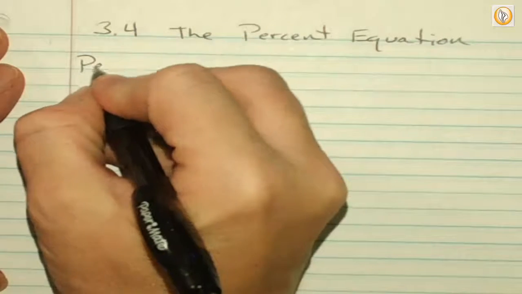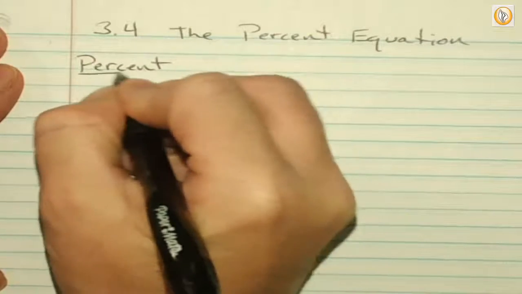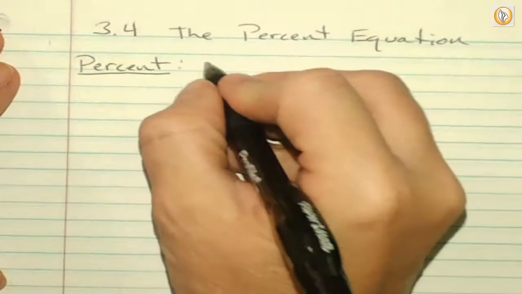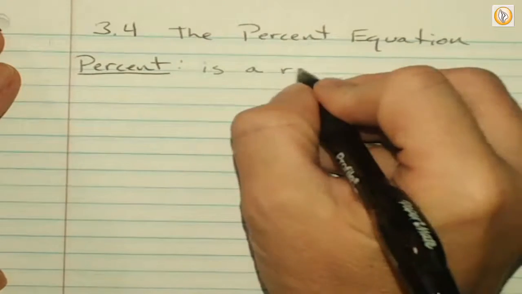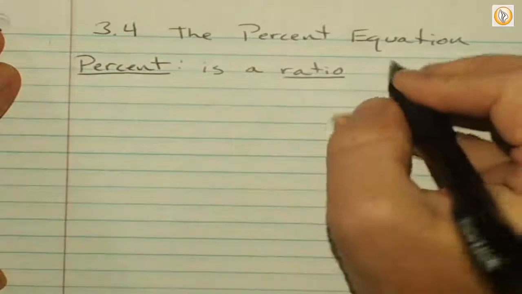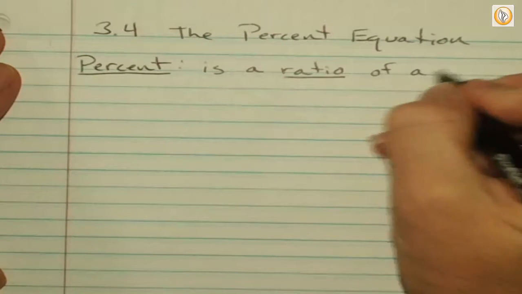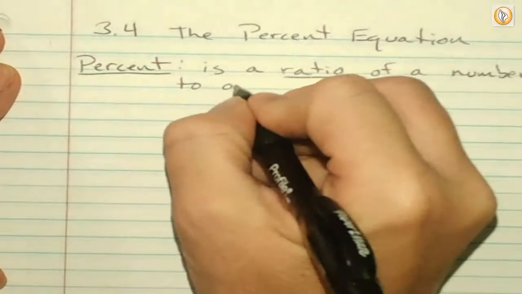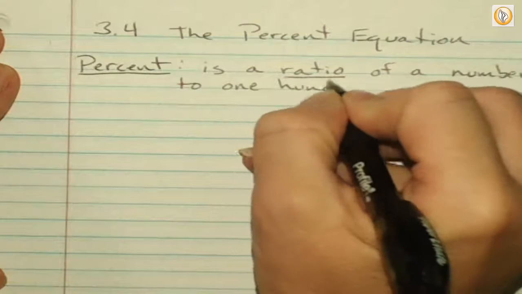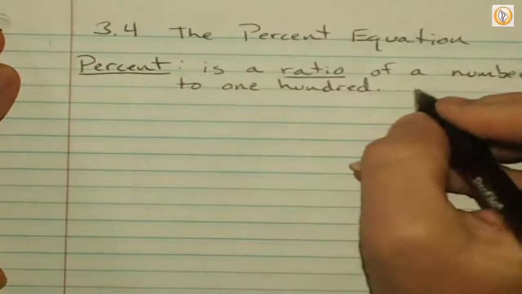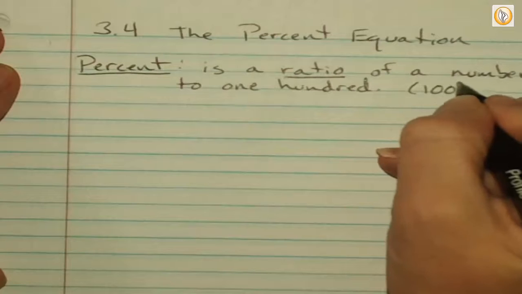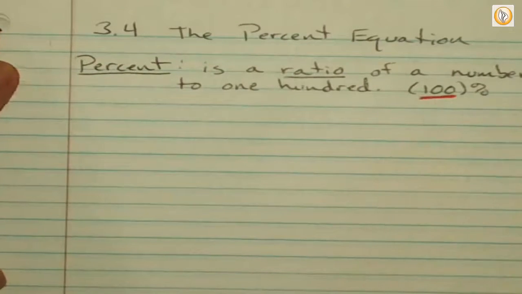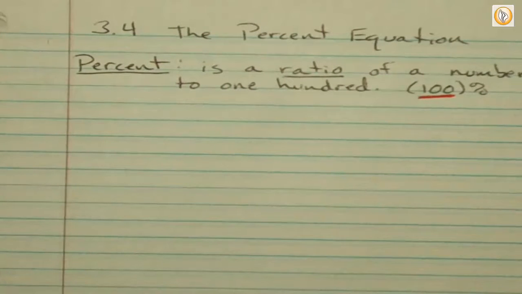Here we go. Percent. I also don't have quite as many notes for this stuff. Percent is a ratio, like all the other stuff, of a number to 100. Basically, when dealing with percents, you're dealing with 100. That's what you need to know.